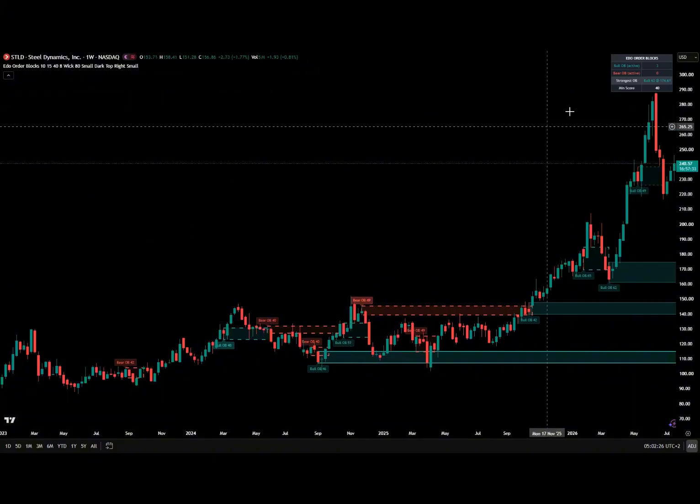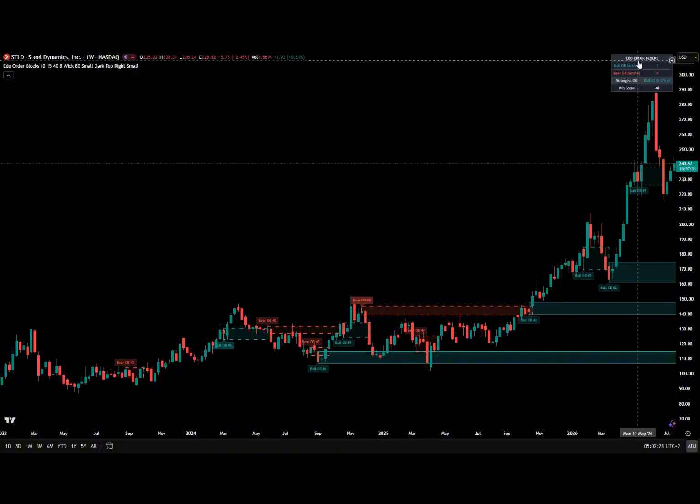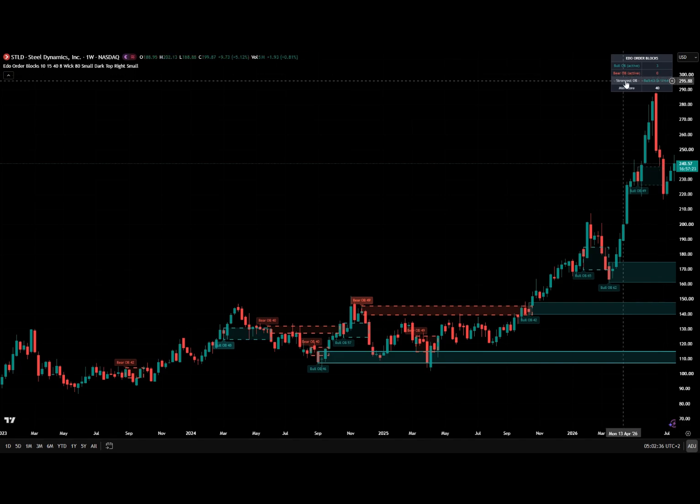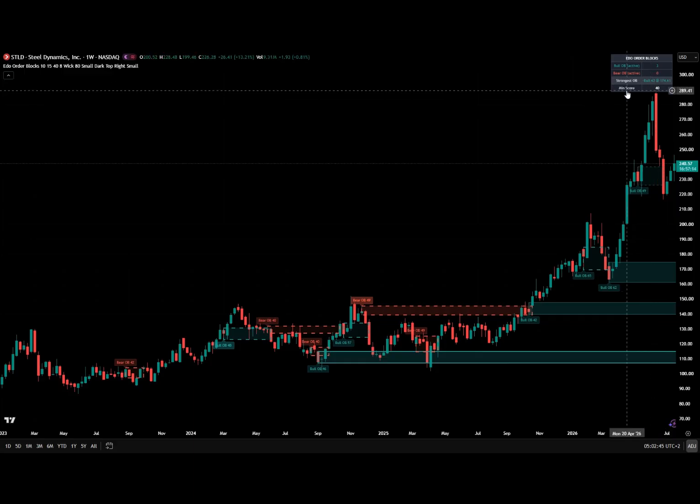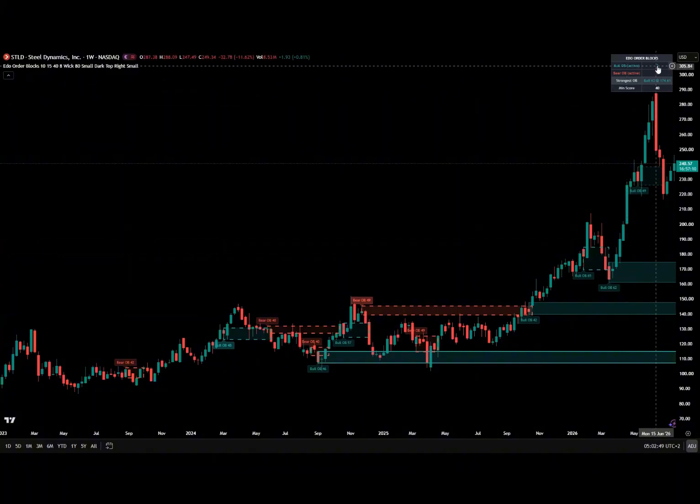The panel in the top right keeps the tally. It shows how many bullish and bearish order blocks are currently active, color-coded by side. Then the strongest active block, with its score and its price, so you know the single best zone at a glance. And the minimum score threshold you've set, at the bottom. On Steel Dynamics Weekly the panel tells you the balance of demand and supply in one look.